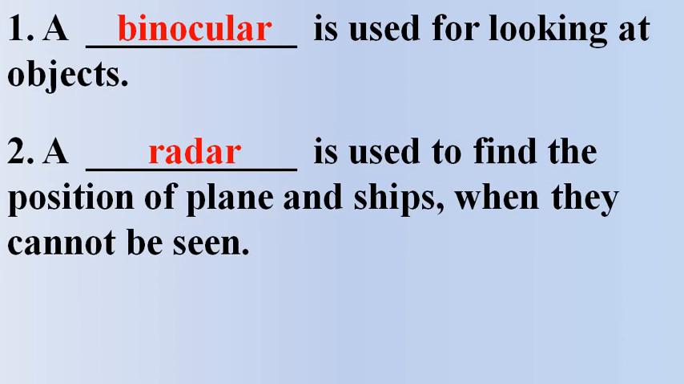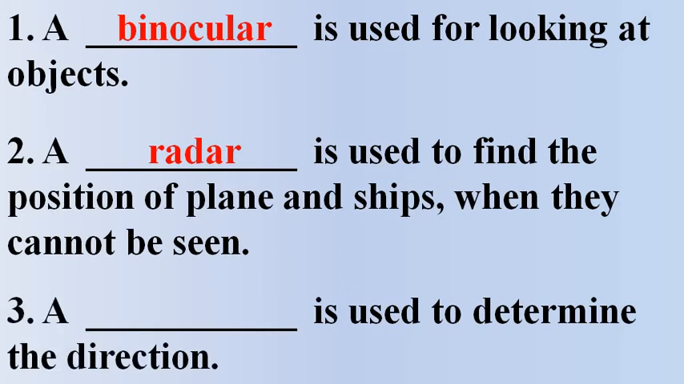Now move for the next blank. Number 3. A blank is used to determine the direction. Answer is compass, C-O-M-P-A-S-S, compass. Third answer is compass. A compass is used to determine the direction.